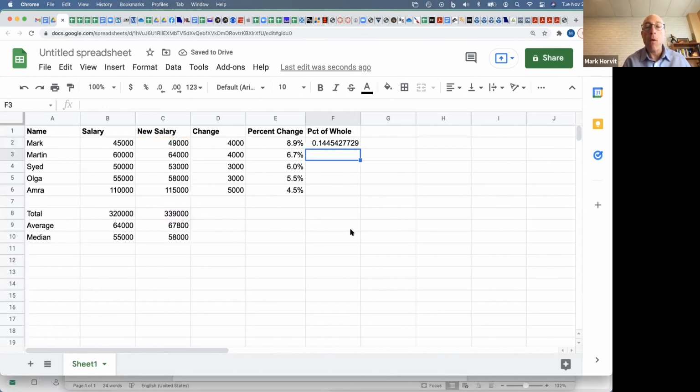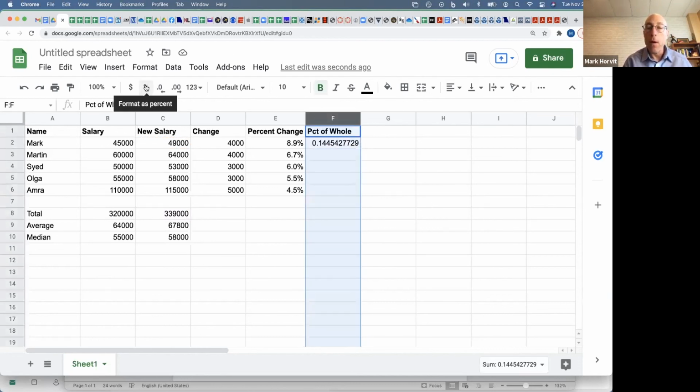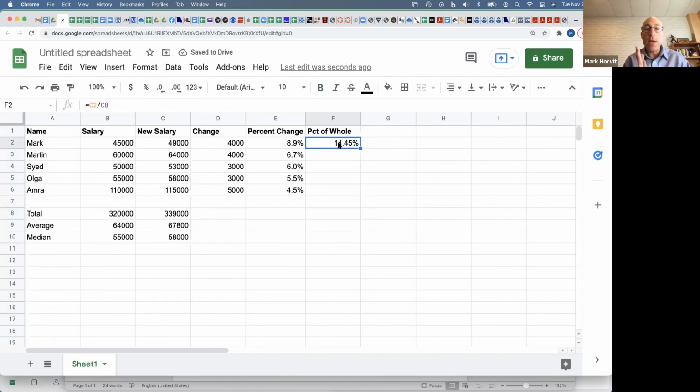I want this to look like percents, so I'm just going to do that again real quick. For you Excel folks at the end, stick with me for a second, I will show you. All right. So now we know that I earn 14% of the entire salary base.